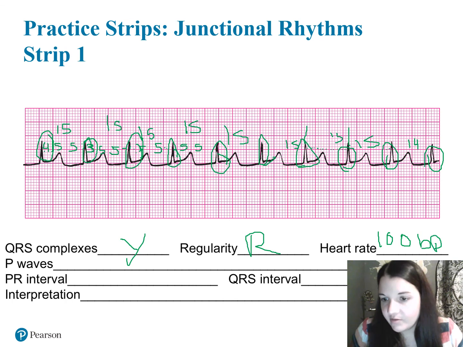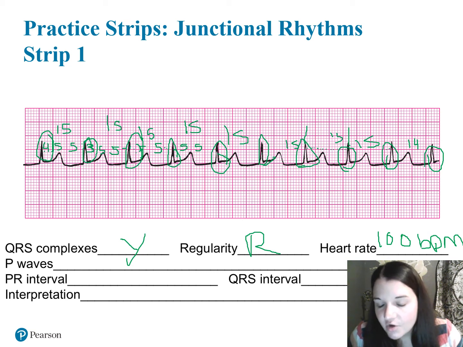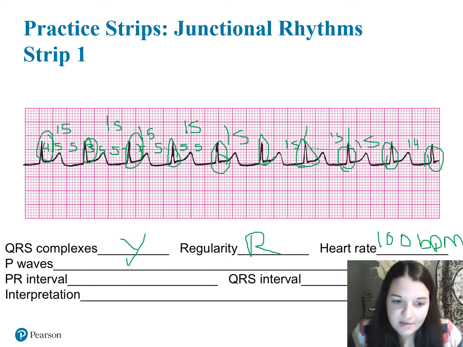Now, we know it's only going to be coming from the junction. We can't see the P waves. My QRSs are narrow. What rhythms say that the heart rate could be 100? It could be accelerated if it's between 60 and 100 beats per minute, or it could be a tachycardia if it's more than 100 beats per minute. So what do we need to do? We need to finish doing our questions. Do we have P waves? No.